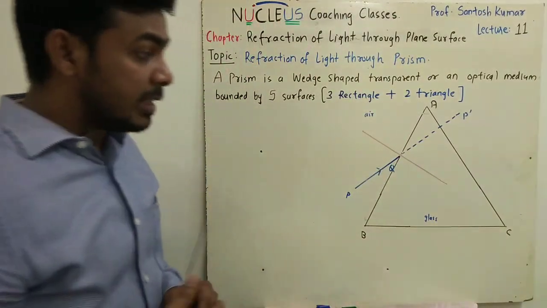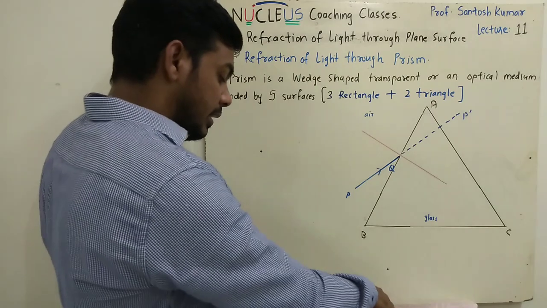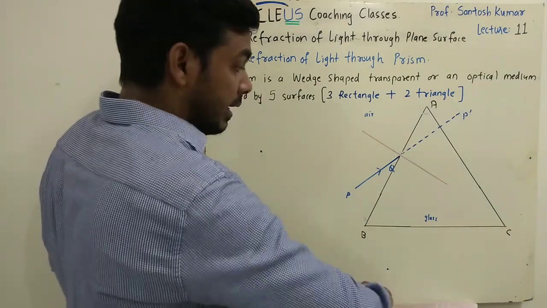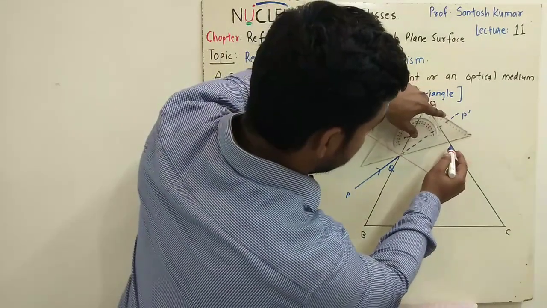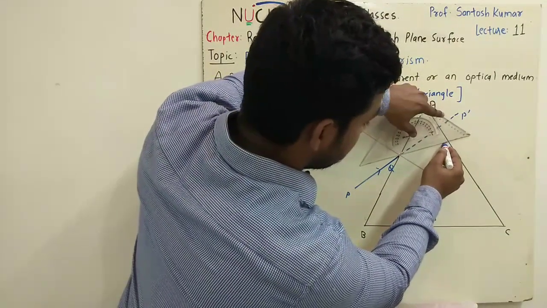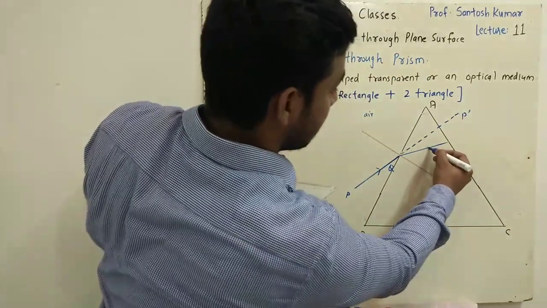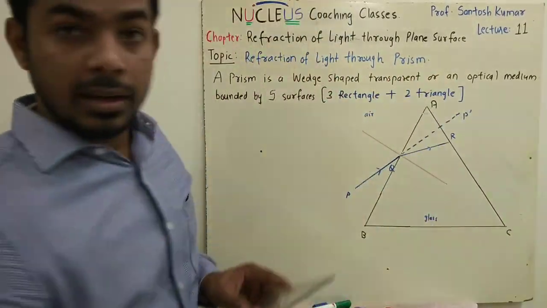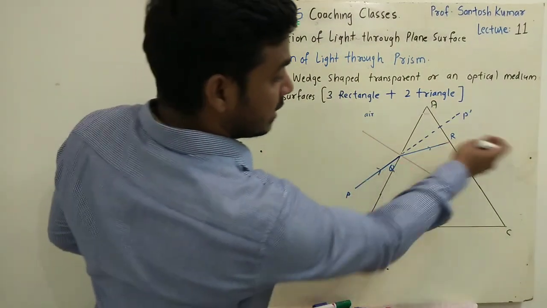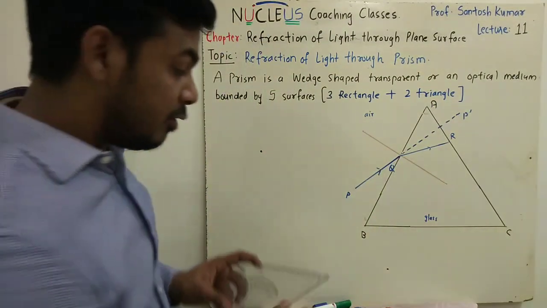So this is the normal at the point of incidence. Now since it is traveling from rarer to denser, it's going to bend towards the normal. So I will draw this as the path in the prism. So this here, QR, I would name it as a refracted ray. Now again it is traveling from denser to rarer, so it will bend away from the normal.